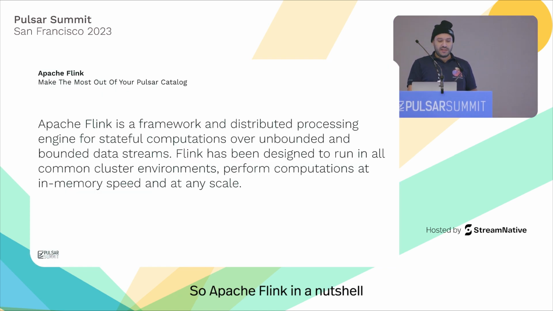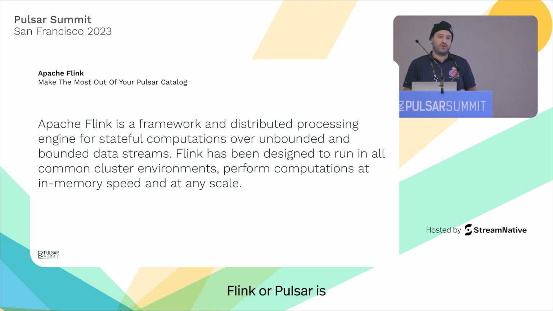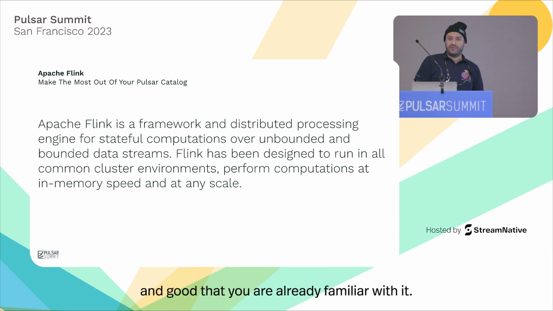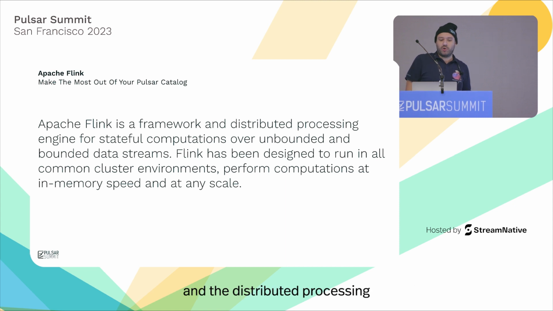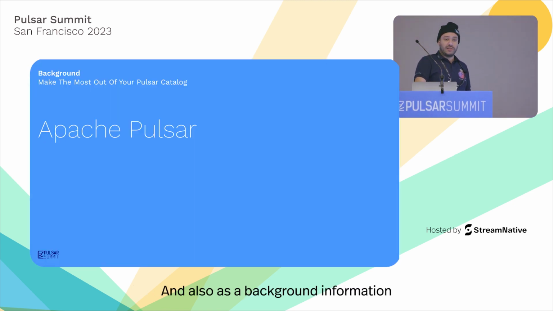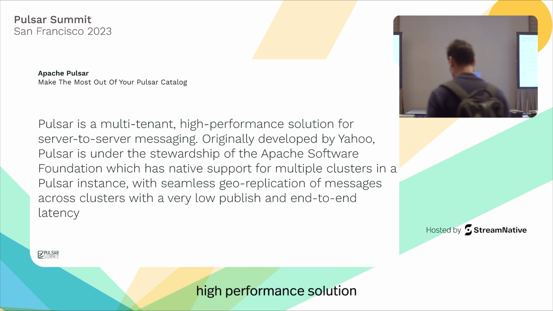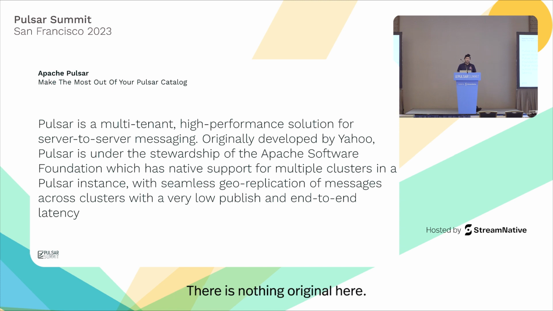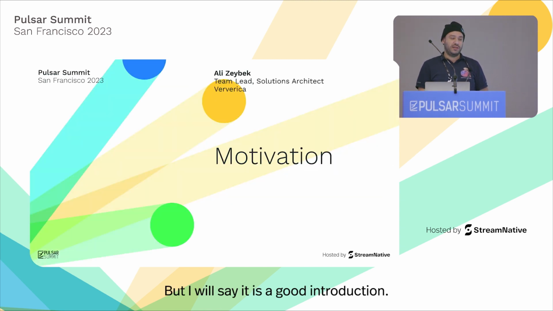So Apache Flink, in a nutshell, today I'm not going to give too much detail of what Apache Flink or Pulsar is, and good that you are already familiar with it, but for the ones that are not, it's a framework and a distributed processing engine for stateful computations over unbounded and bounded data streams. And also, as background information, Pulsar is a multi-tenant, high-performance solution for server-to-server messaging. There is nothing original here. These are just the texts that I got from their documentation, but I will say it is a good introduction.